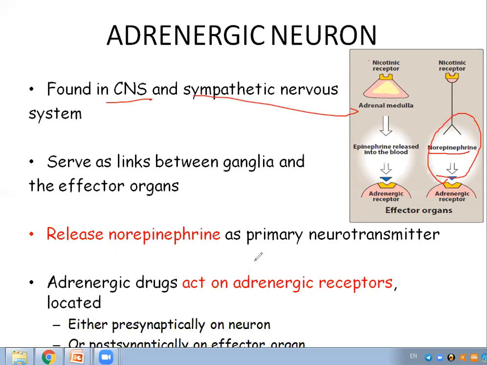The adrenergic drugs now act on the same adrenergic receptors, and we can find them on either the presynaptic neuron. So this is the presynaptic neuron. You can find on this presynaptic neuron a receptor that allows the norepinephrine to circle back and bind a presynaptic receptor present on the presynaptic neuron, as it can also bind a receptor present on the postsynaptic element. In this case it will be an effector organ.